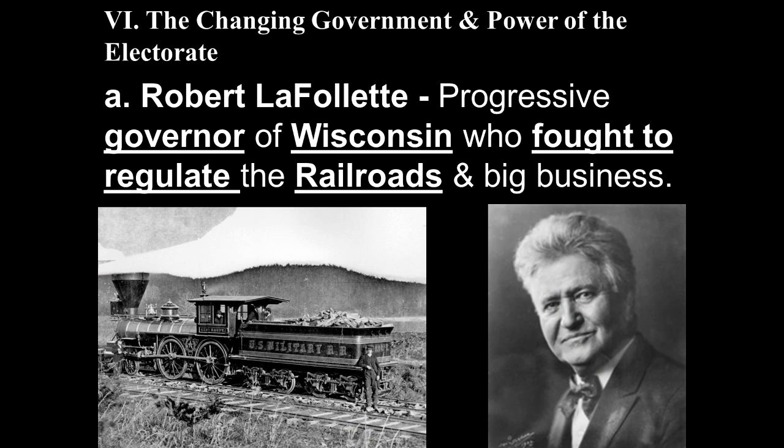All right, the changing of government power in the electorate. So let's take a look at Robert, I'm going to mispronounce his name, Lafayette. He was a progressive governor of Wisconsin. He fought to regulate railroads and other big business. So Wisconsin, obviously a Midwestern kind of state. He basically was fighting railroads, which was a losing battle because they had so much power with people like Vanderbilt and other various entities out there. And he fought big business, which is kind of different to have governors and states fighting business and regulating the businesses within their state.